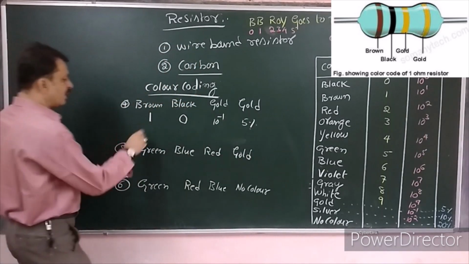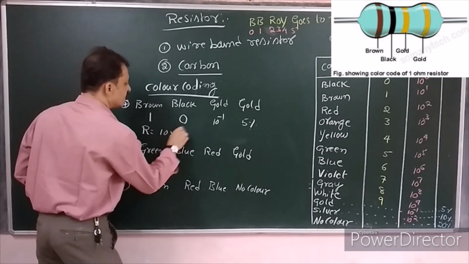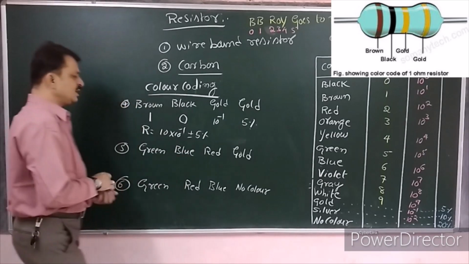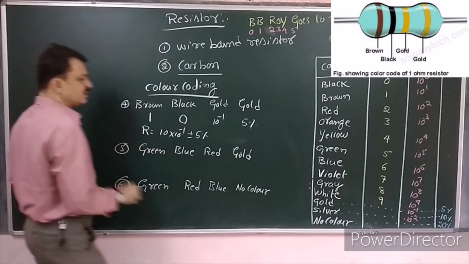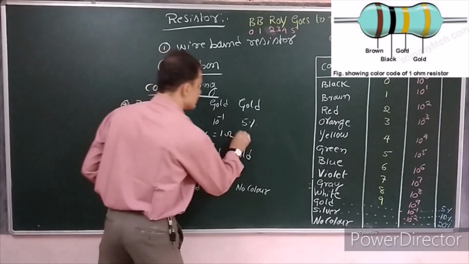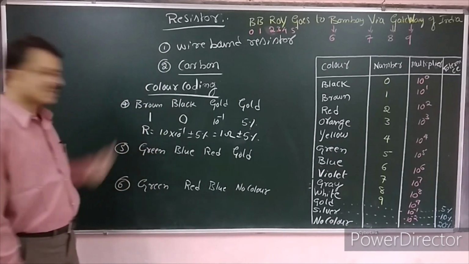So therefore, the value of the resistor R is equal to 10 into 10 to the power of minus 1, plus or minus 5%. 10 into 10 to the power of minus 1 becomes 1. It is 1 ohm plus or minus 5%. That is the value of that resistor.